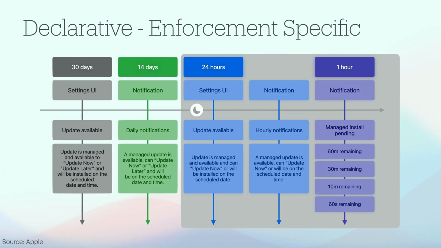And then every hour, until they get to that last remaining hour, it's going to say, hey, I've got an update. Do you want to do it? And of course, the user's going to say no. And then when you get to the last hour, it's going to break it down by 60, 30, 10, and then the last 60 seconds. In my experience with the support tickets we get, the users don't see it till the 60 seconds remaining.